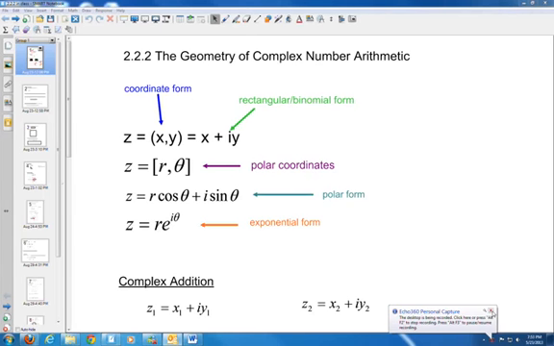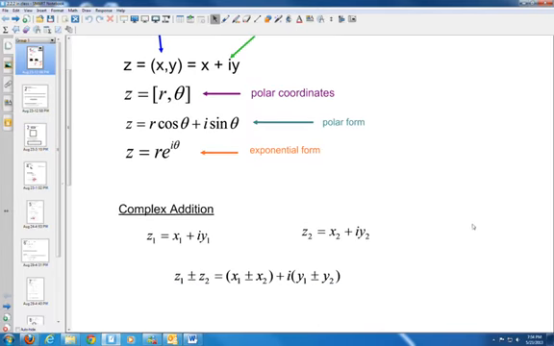Today I'm going to talk to you all about the geometry of complex number arithmetic. So we now know a couple of forms for complex numbers. We have the coordinate form, the rectangular form, sometimes called the binomial form. In the previous chapter we talked about polar coordinates. Well, if you simply insert cosine theta and i sine theta, then we call that the polar form. And then we also have what's called the exponential form.